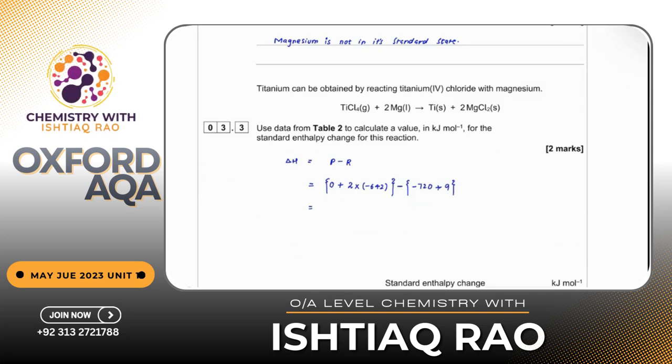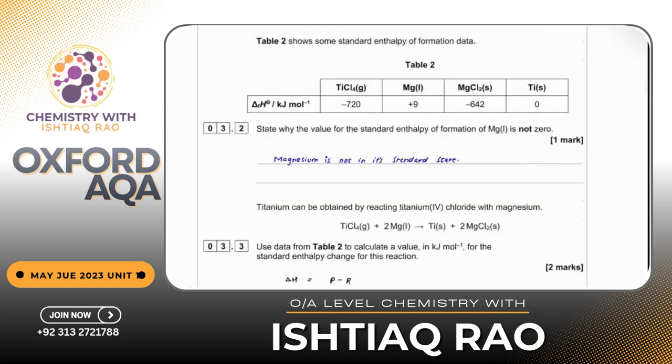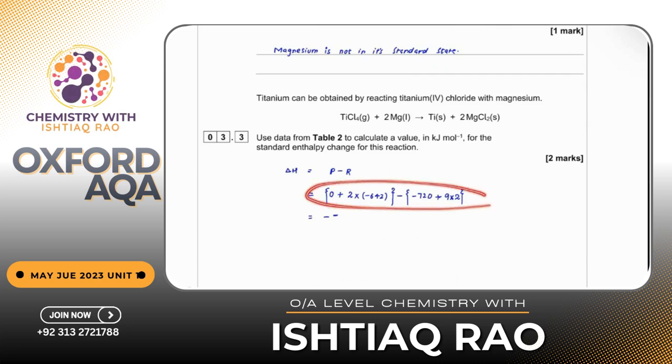Minus 719. Is that minus 642? Oh, 642. Okay, I read the number wrong. Sorry. Magnesium is also 2, so I'm supposed to multiply this by 2 as well. I wrote it wrong because I read the number wrong, so I'll try again. At the end, is that 9 times 2? Yeah, 9 times 2. The answer is minus 582.